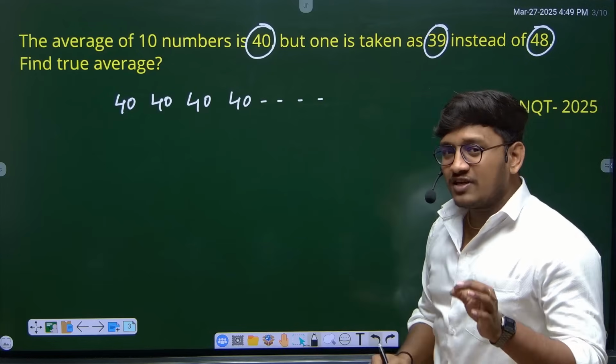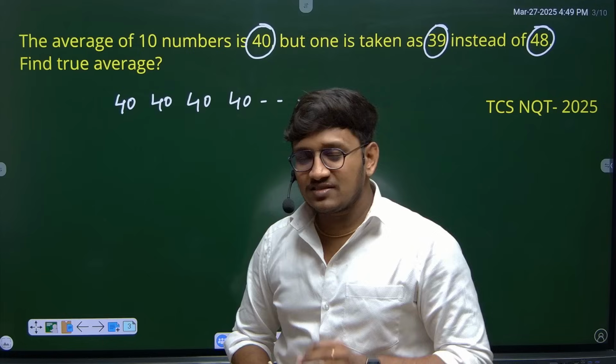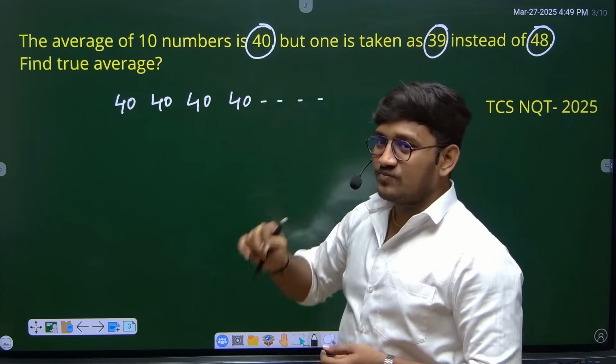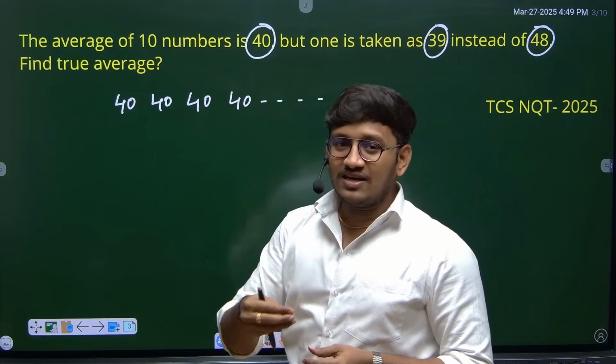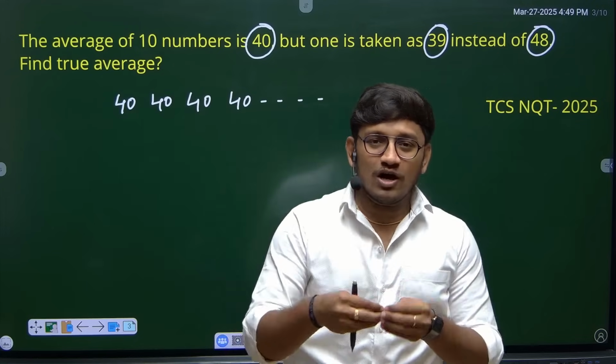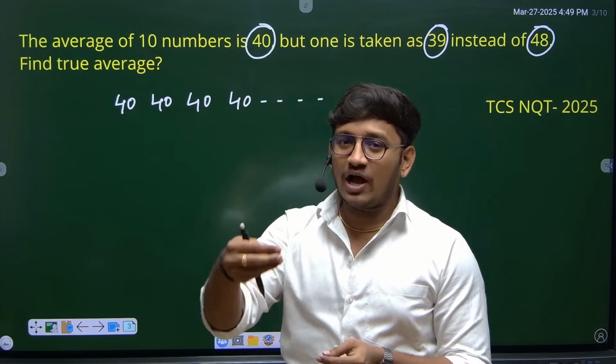Now, after considering one of the numbers as 39 instead of 48, our average is 40. But what if we consider that the actual value is 48? What would be the average? What would be the true average they are asking?